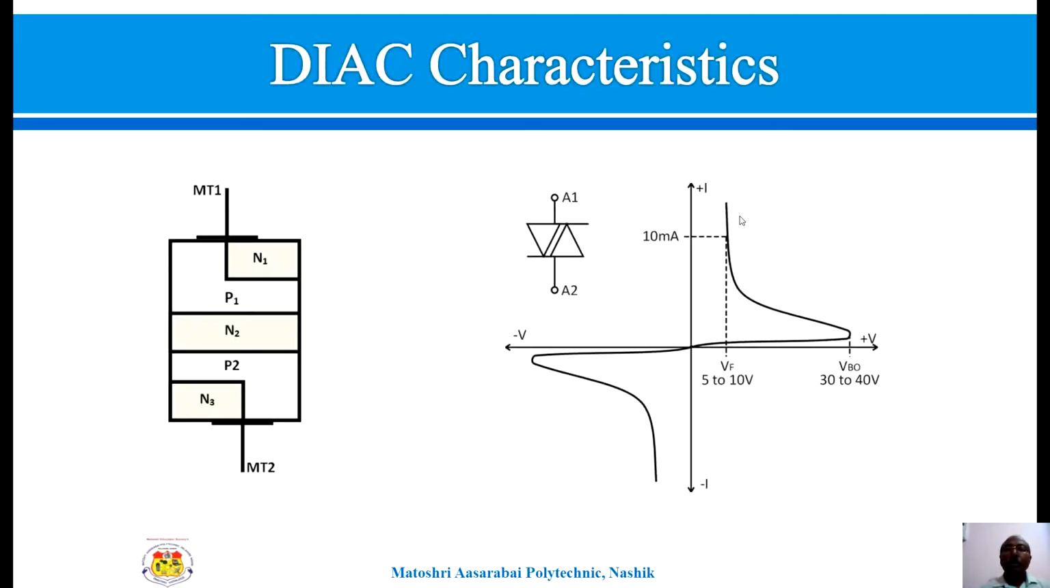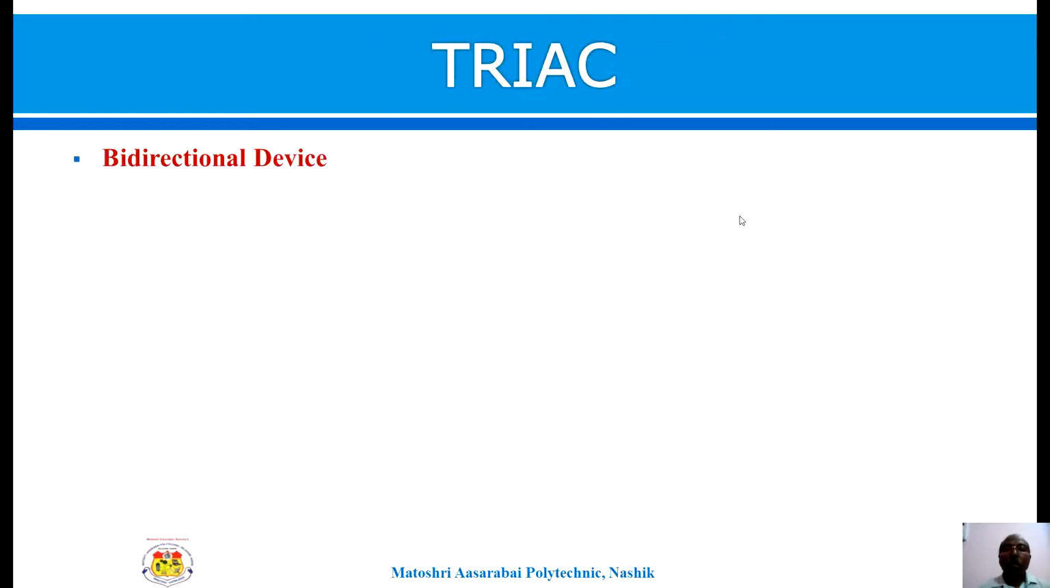Now we can see the characteristics of the diac. In the characteristics of the diac, we have the characteristics in the first quadrant as well as in the third quadrant because it is a bidirectional device. We have seen that VBO is there. After VBO, the voltage falls, but this is not a sharp fall. There will be a small fall. Both the first quadrant and third quadrant show the same characteristics. So this is the characteristics of the diac.